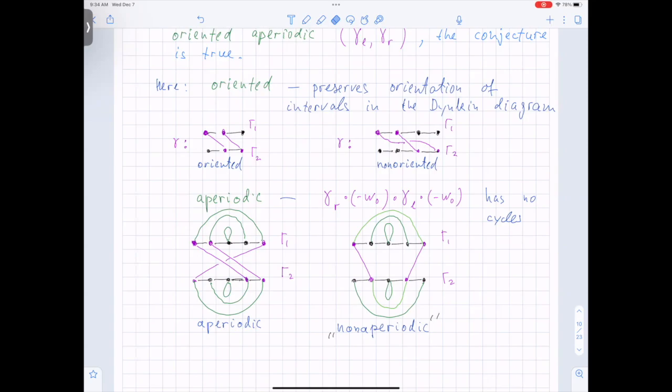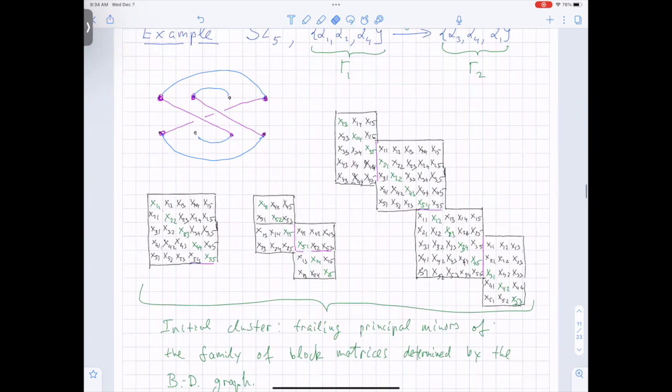So we proved that there is this compatible structure. I'll give you an example, and it looks very strange, as you would expect. The data is alpha 1, alpha 2, alpha 4 goes to alpha 3, alpha 4, alpha 1. Here's the picture, and here's the initial cluster. This is all I need. I'm going to place it on the square grid. I have this usual matrix.